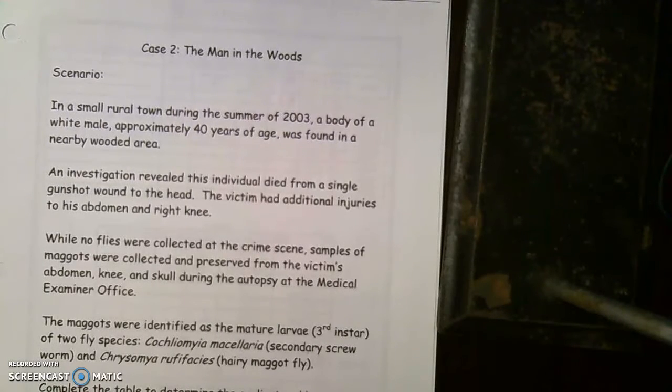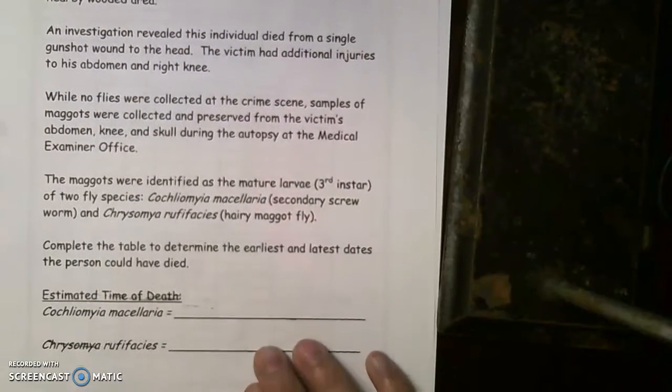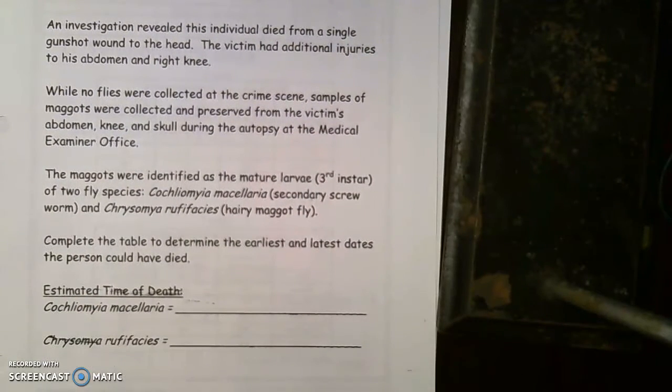While no flies were collected at the crime scene, samples of maggots were collected and preserved from the victim's abdomen, knee, and skull during the autopsy at the medical examiner office. The maggots were identified as the mature larvae of 2 fly species, the secondary screwworm fly and the hairy maggot fly. Complete the table to determine the earliest and latest dates that the person could have died.